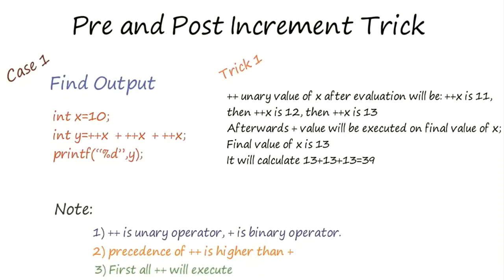So you might have a question: why is the final value of x considered for all the x? Because always remember the associativity of the pre-increment operator is right to left, that is, read from right to left. For that purpose, the final value 13 is assigned to all the plus plus x from right to left.